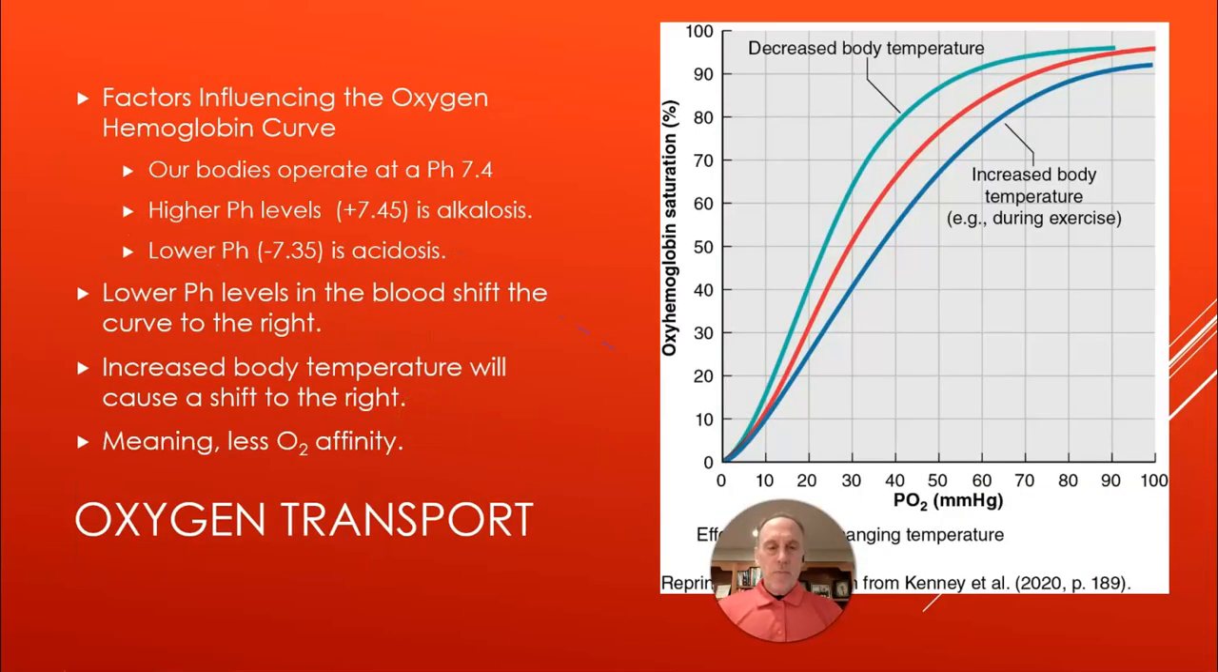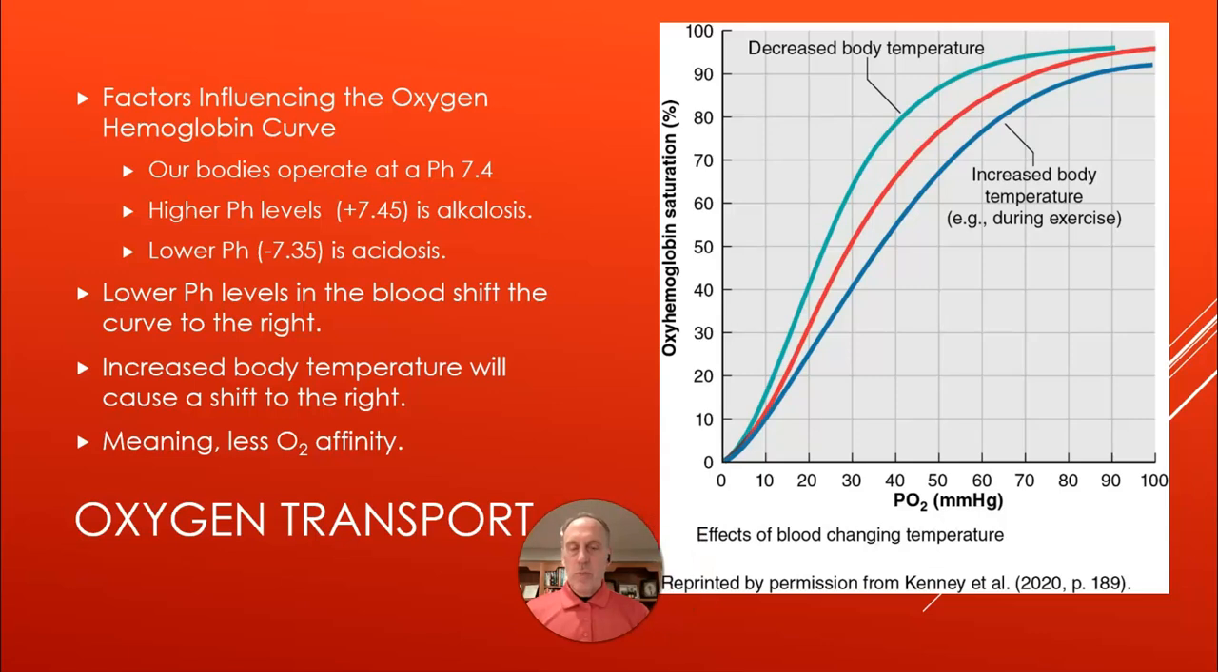So with this, you'll see this in a quiz question in the book, I know, or a test question, I know 100%. We operate at 7.4 on a pH level. Higher pH levels are 7.45, which is alkalosis, and then lower pH is, say, roughly 7.35. This is right from the book, which is acidosis. With the lower pH levels, right, so we become more acidic, the curve shifts to the right.